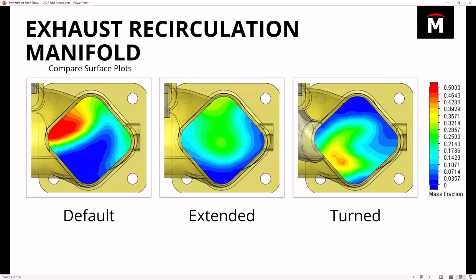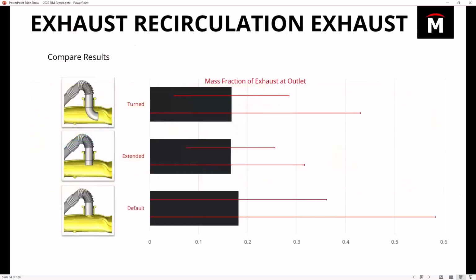All right, here's the first visual of our output surface plot here. The default one we know about. The extended, which looks actually really good. The turned one actually concentrated the exhaust gases still too much in kind of a central part there. So visually, I can already see the extended one is the way to go.